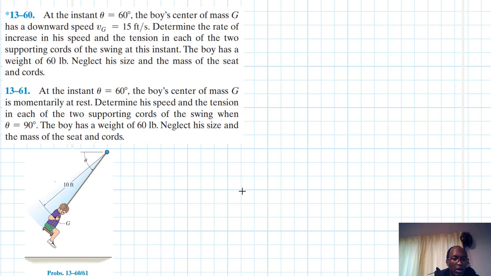Both problems come from Engineering Mechanics: Dynamics, 14th edition, by R.C. Hibbeler. We are going to solve only one problem in this case, the first one. Let's draw the free body diagram. So we'll do a section there, like so.